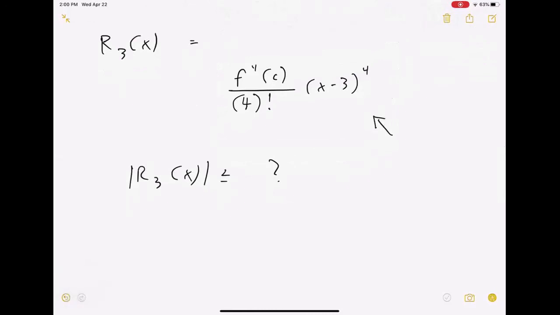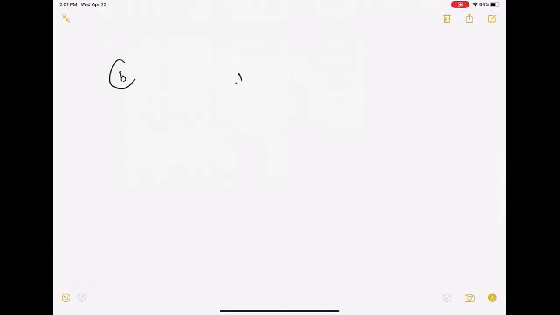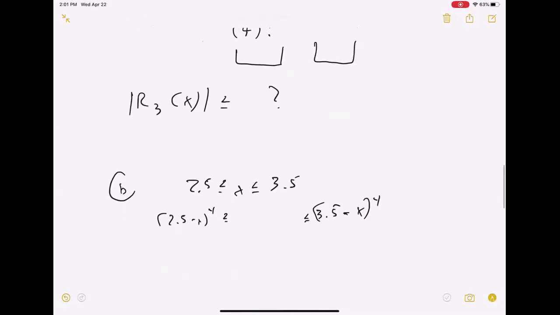Can we bound this part and can we bound this part? Let's call this A and this B. B is pretty easy. We'll do B first. Since x is less than or equal to 3.5 and greater than or equal to 2.5, (x - 3)^4 is going to be less than or equal to (3.5 - 3)^4 and greater than or equal to (2.5 - x)^4.